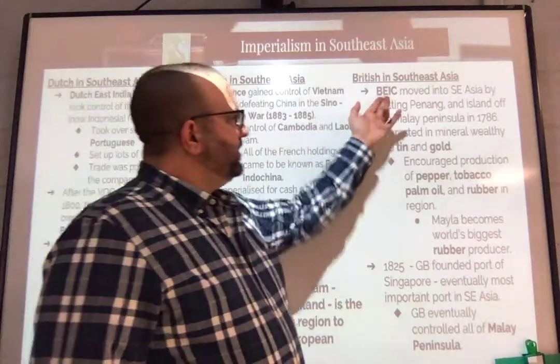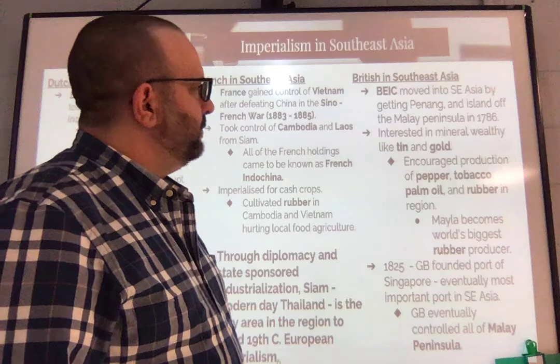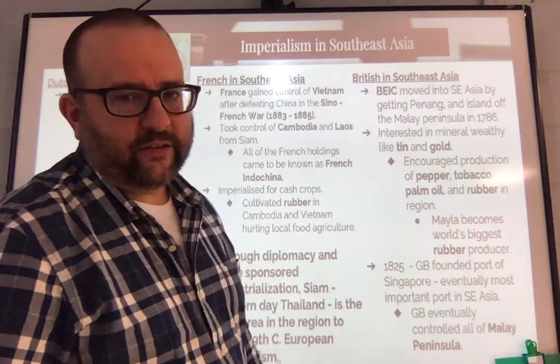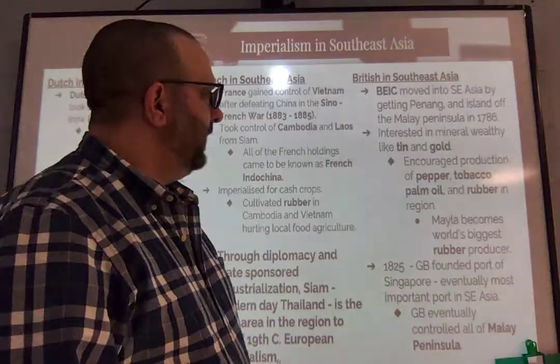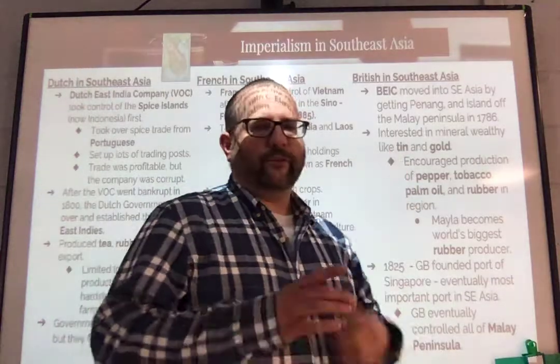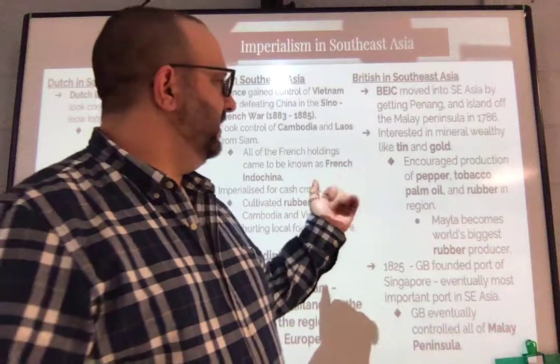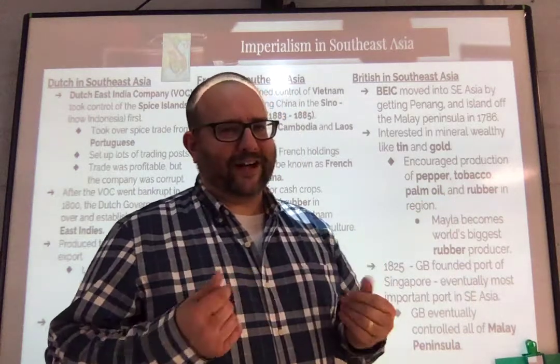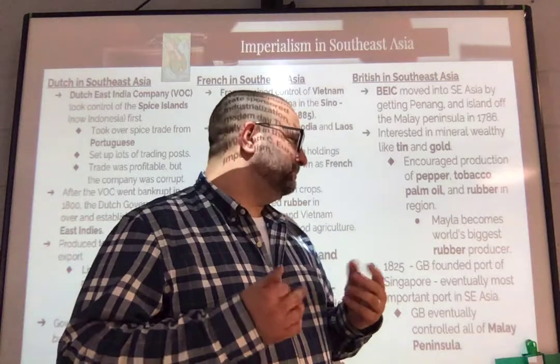And lastly, the British East India Company moves into Southeast Asia by getting Penang, which is an island off of the Malay Peninsula in 1786. Feel free to Google where that is. And look what the British are interested in now. First it was cotton and textiles. Now it's tin and gold. And then pepper, tobacco, palm oil, and rubber. These are now high dollar items.